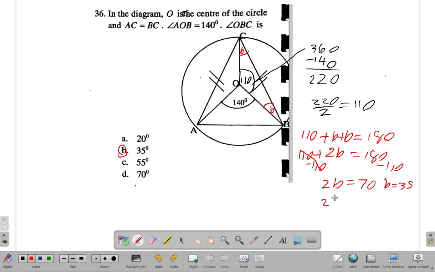Or we could say 2b equals 70, divide by 2. The 2 cancels itself, so b equals 70 over 2, 35. So again we get 35 as the answer. Alright? So you have 2 nice ways you can work out the answer for question 36. So the answer for question 36 is B.